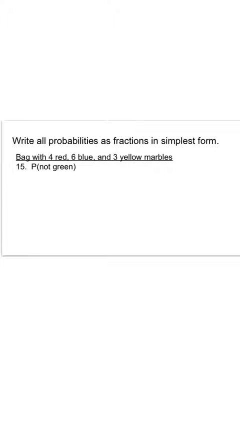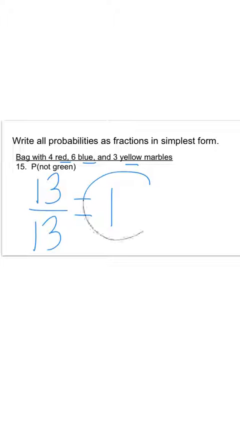15, find the probability of not pulling a green one. You have 13 possible marbles, and they are red, blue, and yellow, which means there are absolutely no green ones. So all of them are good for this. So when you add them all up, there are 13 that are not green, and 13/13 reduces to 1. That means that you will always pull one that is not green.